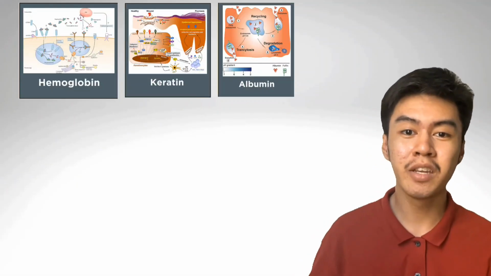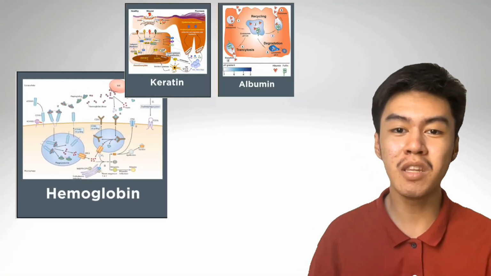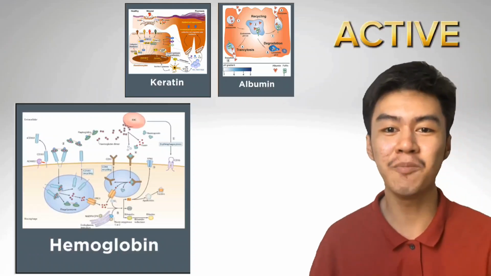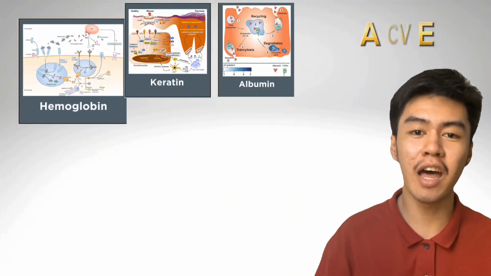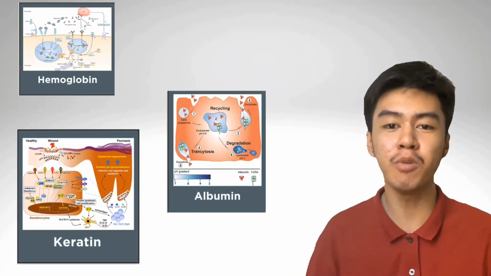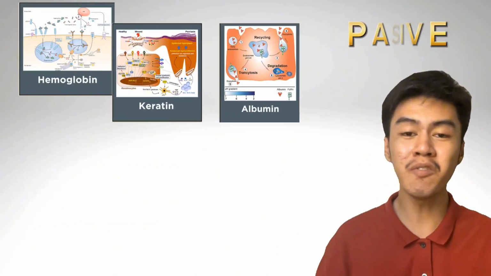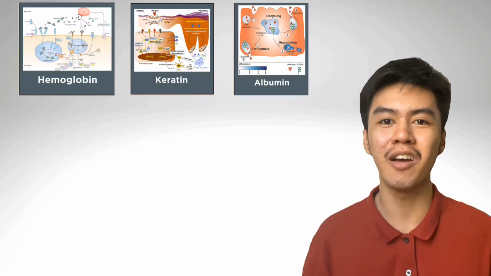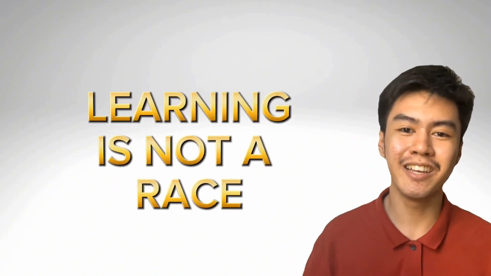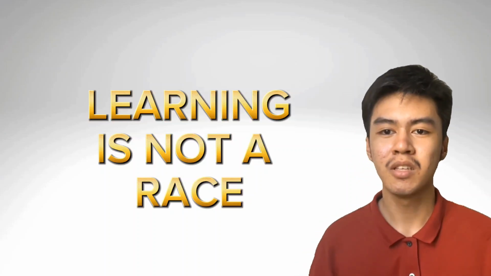So, time's up. Here are the answers. Hemoglobin is classified as an active protein, while on the other hand, both keratin and albumin are classified as passive proteins. So, if you guessed that right, please give yourself 3 big claps. But if you ever did not, still give yourself a clap for trying. You could always get it right next time since learning is not a race.